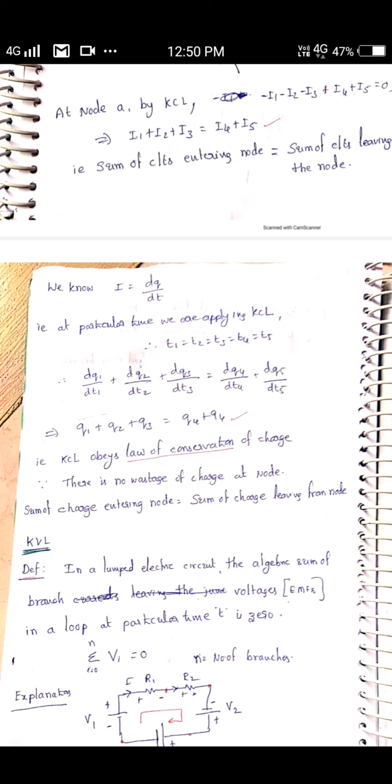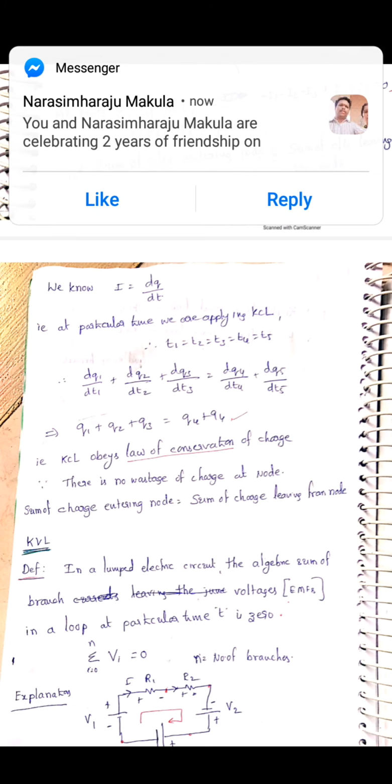I is equal to dq by dt. Any one particular time we apply KCL means at all the times T1, T2, T3, T4, T5, each branch time is the same. So if you write the time value here, I can get dq1 by dt1 plus dq2 by dt2 plus dq3 by dt3 is equal to dq4 by dt4 plus dq5 by dt5. Now here, time is the same, so if I take d by dt as common, both sides get cancelled out. We get the expression q1 plus q2 plus q3 is equal to q4 plus q5.